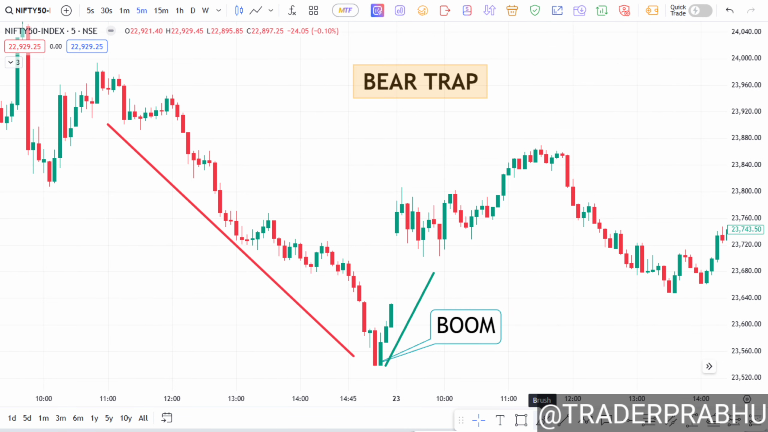The same thing happens in a downtrend, just in reverse. Imagine Rahul falling down the mountain. Everyone panics and traders sell out of fear. But just when it looks the worst, big players start buying and the market reverses upward, trapping all the sellers. This is called a bear trap.